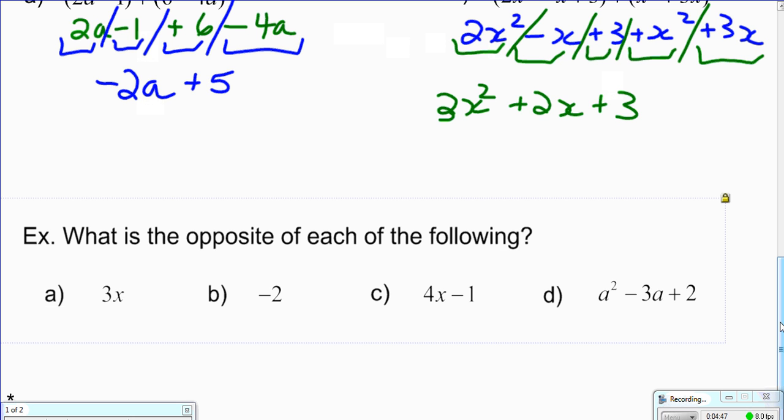Okay, so when I say the opposite, it's like if I'm saying the opposite sign. Or if we were on a number line, what would be at the opposite position? So if we have positive 3x, the opposite is negative 3x.